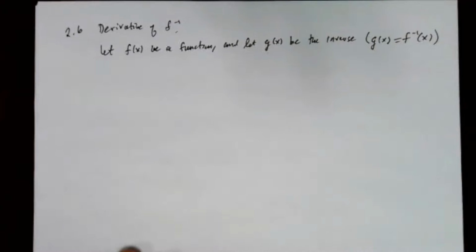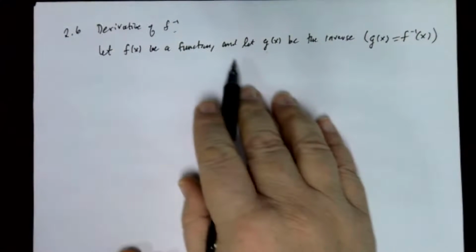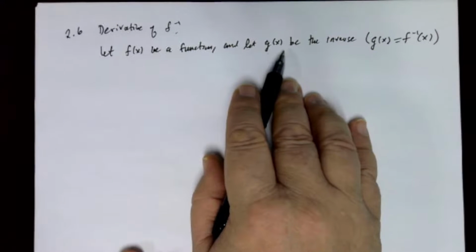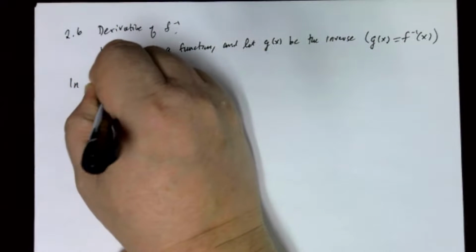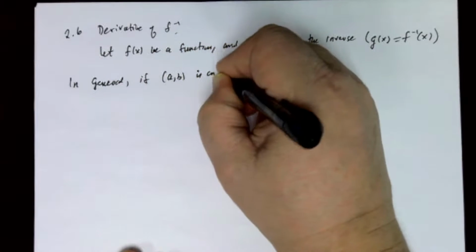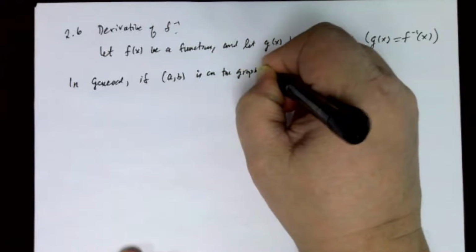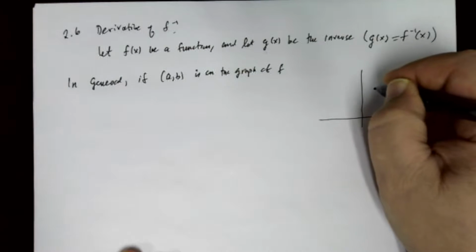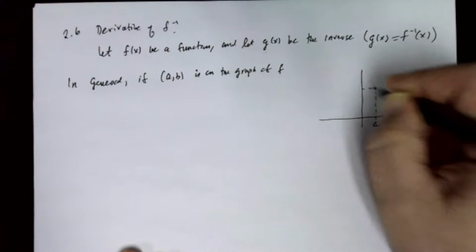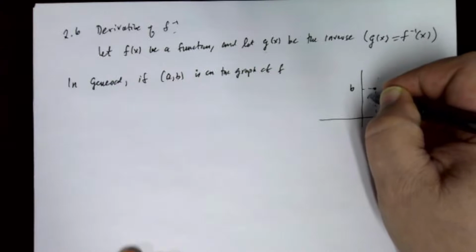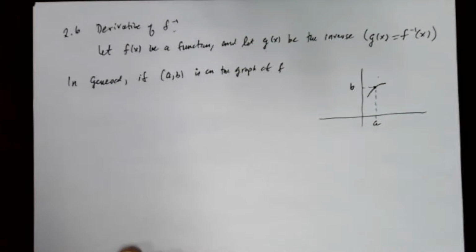Okay, good. So now we want to try to figure out what the relationship is between the derivative of f and the derivative of g. Okay, and so just in general, if the point (a, b) is on the graph of f, right? So let's draw a point here. Let's say that this is my point (a, b), and I know this is on my graph of f, so I might have something like that.